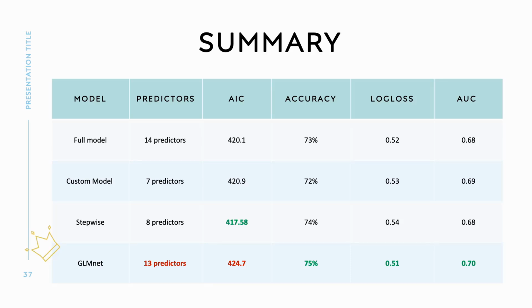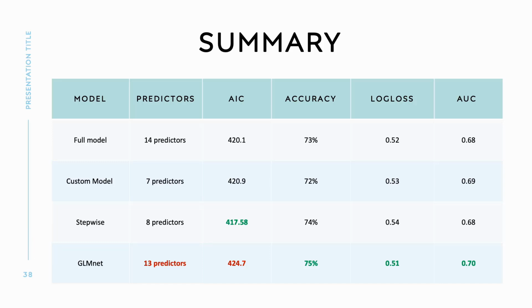Let's look at the performance of each model by comparing the metrics. As we mentioned in the previous slide, the lower the log-loss value, the better the model, but the higher the AUC is, the better. If we look at it that way, the logistic regression model fitted with the 13 predictors selected by the GLMnet feature selection tool is the optimal model. It has the lowest log-loss, the highest AUC, and the highest accuracy, but if we look at the AIC, it's the highest among all 4 models, which means this model is more likely to be overfitting.